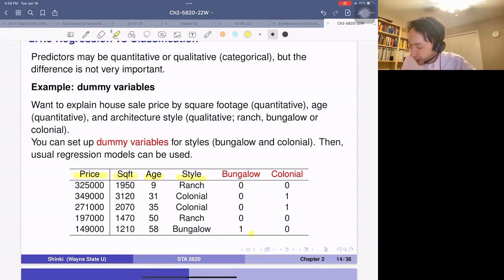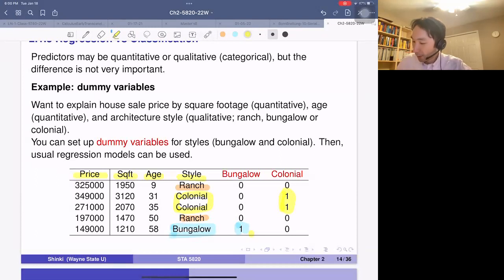So suppose that we have 3 styles, ranch, colonial, and bungalow. And we have some baseline. So suppose that ranch is the baseline. Then we set up an indicator variable for bungalow, and another indicator variable for colonial. Then we have the 0, 1 indicator variables, bungalow and colonial. Then we can just use these 2 predictors in addition to square footage and age. Then we can fit the model.